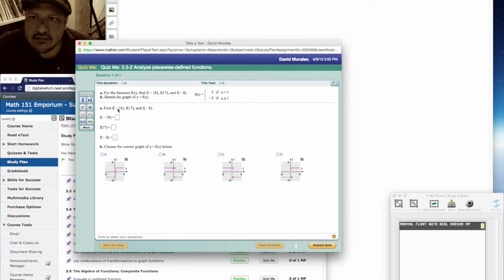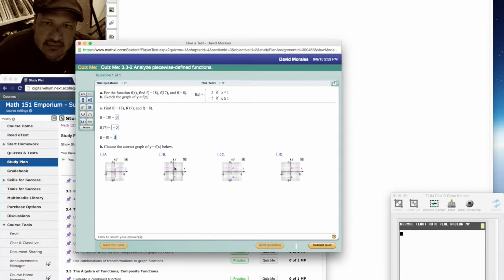Negative 18 is less than 1, so it's going to be 3. 17 is greater than 1, so it's going to be negative 5. Negative 8 is less than 1, so it's going to be 3. Now what this is saying is when x is less than 1, it's 3. So it's not that one, and it could be this one, or it could be this one. What's going to matter is that this less than does not include 1 when it's 3.